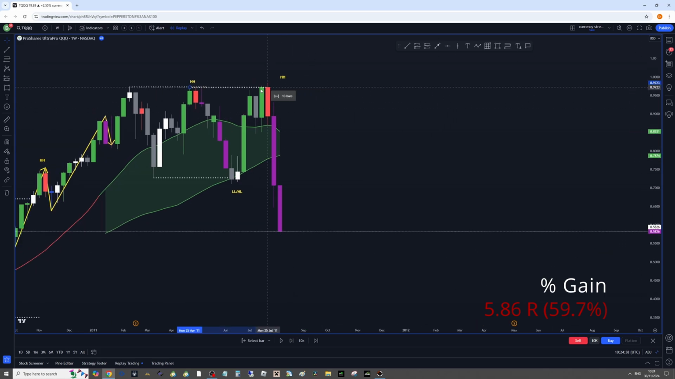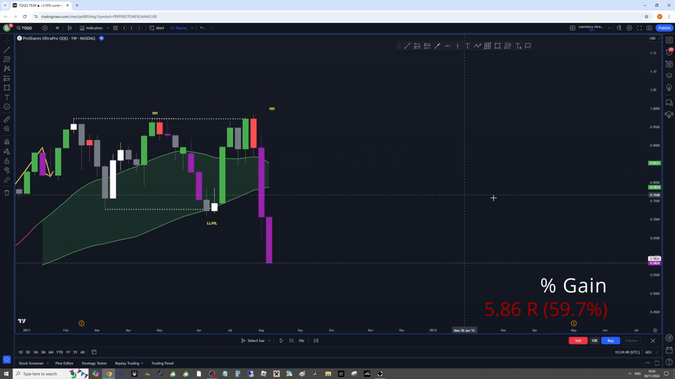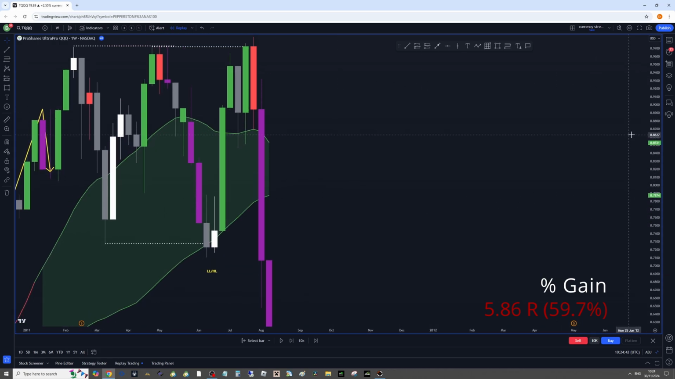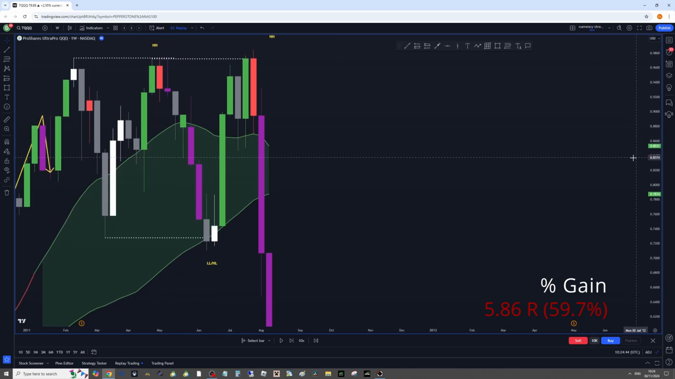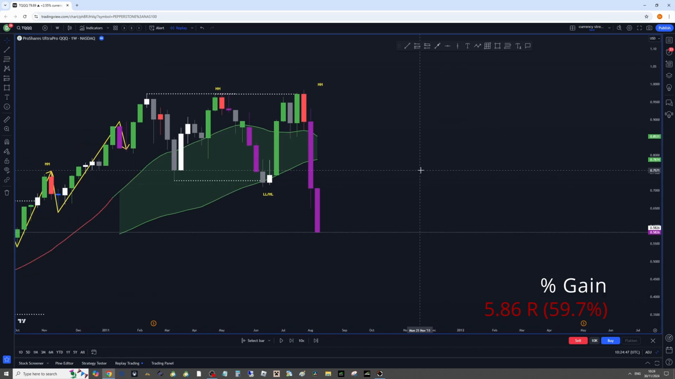So here we have, let's just check whether we closed above or not. I don't think we did. This is what can happen. We went up, we didn't close above, and then we come back down. So this now becomes the high. Okay, this is the key high. This is the lower low.